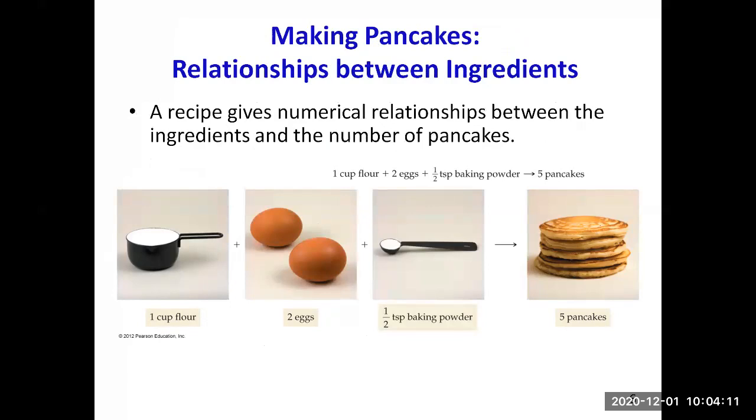To understand how we do this, let's go through an analogy from a kitchen recipe. A kitchen recipe gives numerical relationships between the ingredients and the number of pancakes, in this case, that you can make. To make pancakes, you need flour. So 1 cup of flour with 2 eggs and half a teaspoon of baking powder will allow you to make 5 pancakes. I believe it's missing the milk here, but it doesn't matter. You only look at certain ingredients here. And so you can make 5 pancakes with 2 eggs or 1 cup of flour. So this gives you numerical relationships between how much of the ingredients you need to make a wanted amount of pancakes.